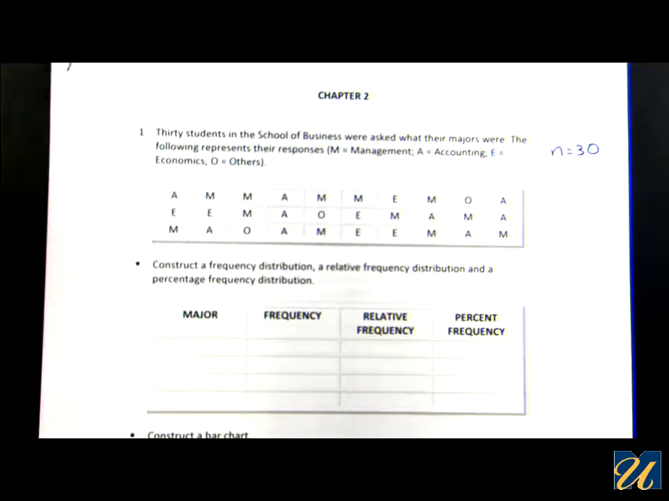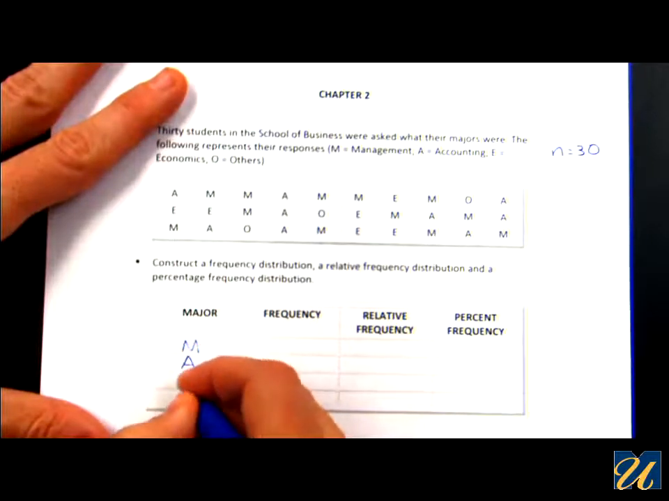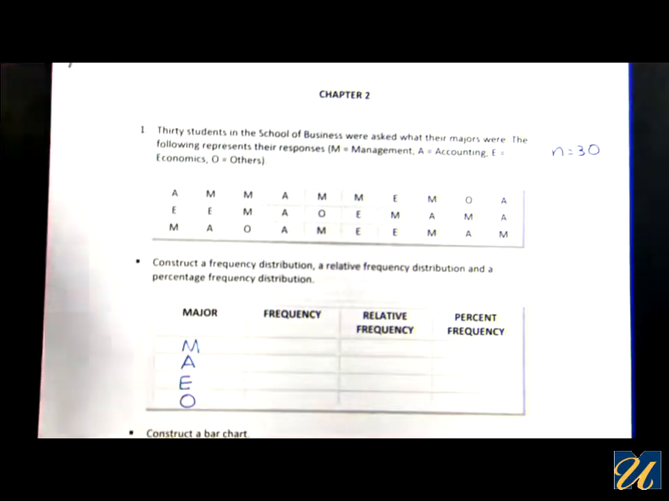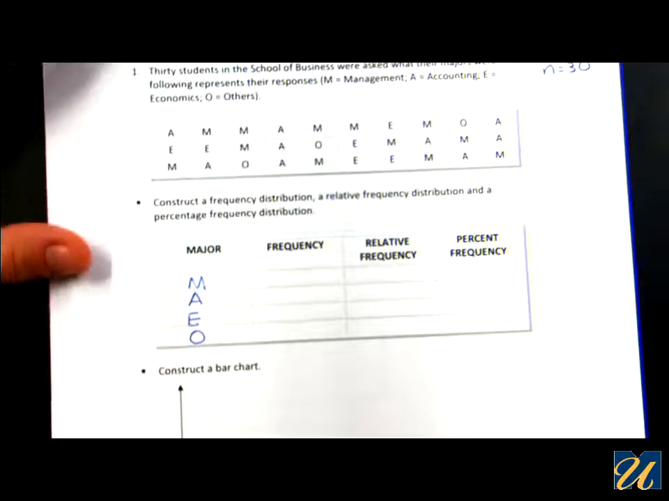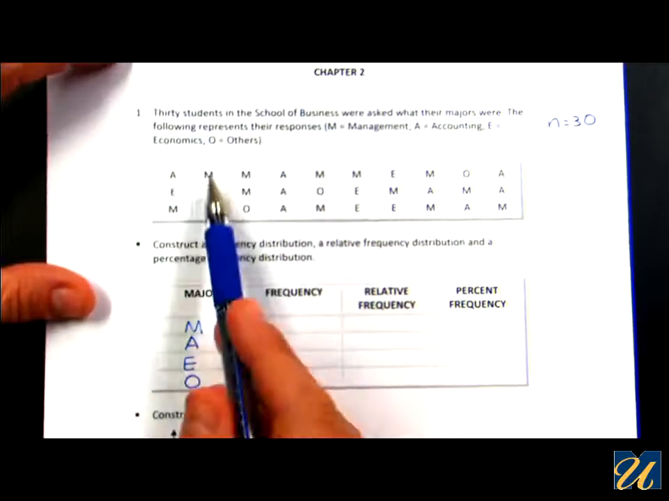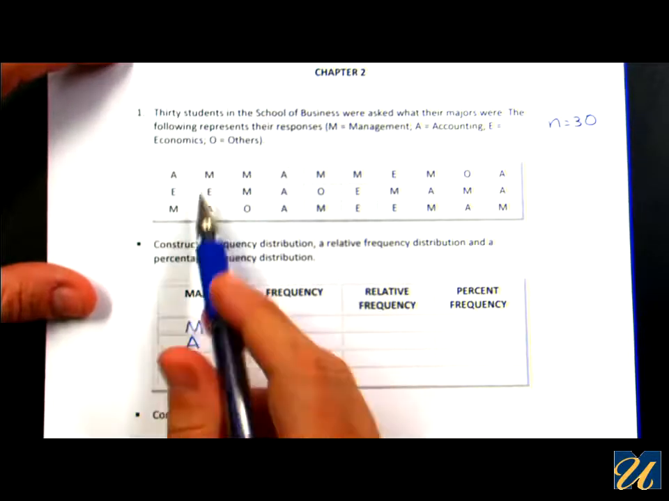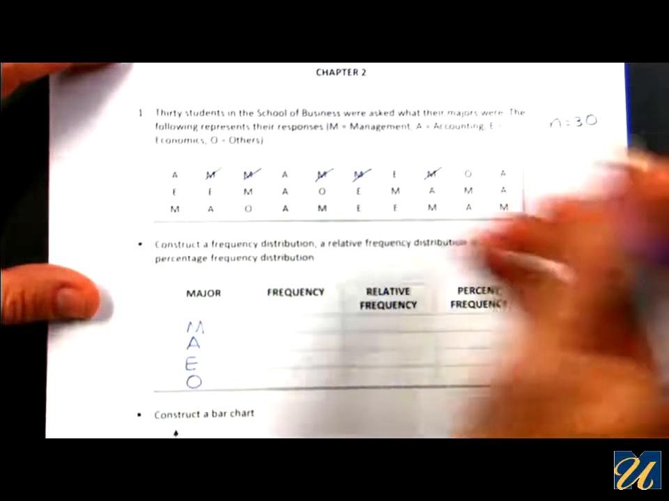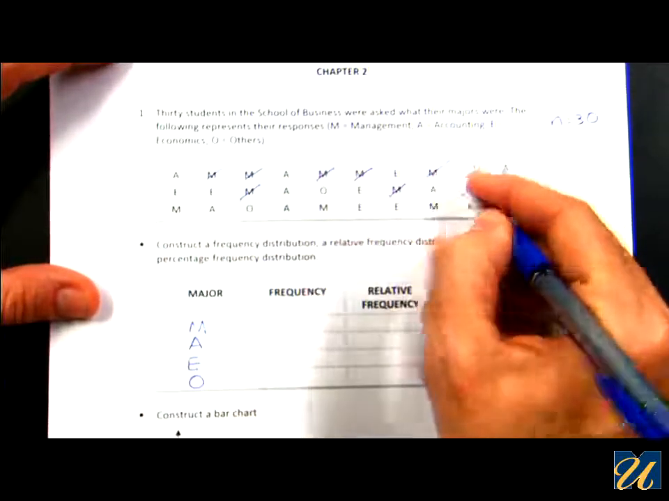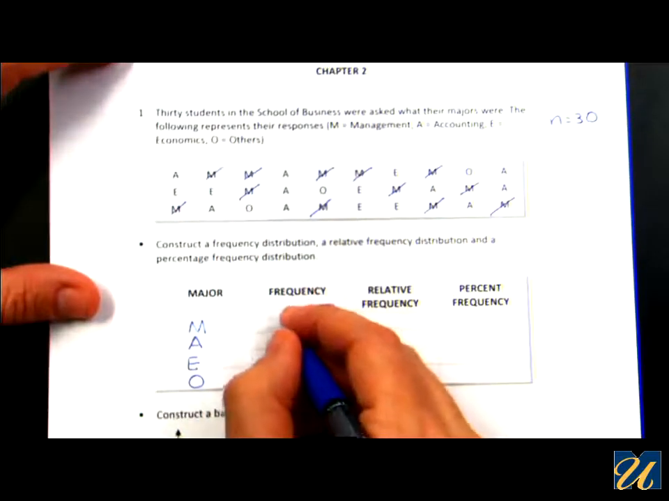So we have qualitative data. That means the different classes will be the different majors. We have management, accounting, economics, and other. And obviously, you can use any order that you wish for your table. So you're going to go back to your table and count how many students have management as their major. If you count, you're going to say 1, 2, 3, 4, 5, 6, 7, 8, 9, 10, 11, 12. So the frequency for management will be 12.